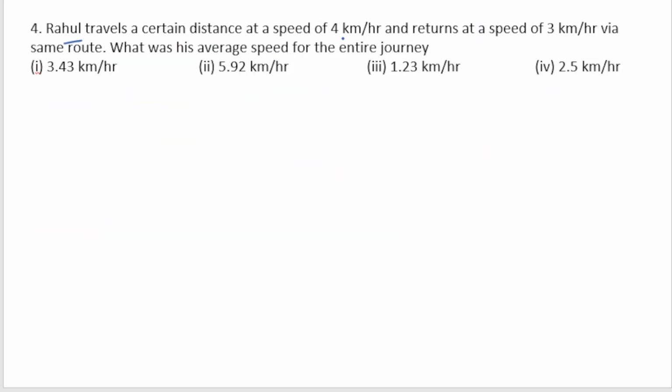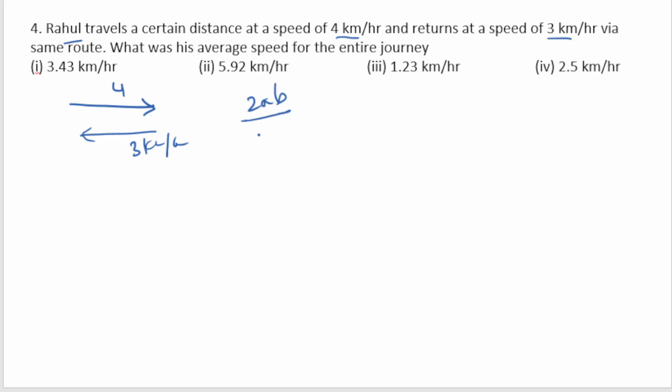Next question. Rahul travels a certain distance at a speed of 4 km per hour and returns at a speed of 3 km per hour via the same route. What was his average speed for the entire journey? See here he travels the same distance with different speeds. In the first one he travels with 4 km per hour and in the second one he travels with 3 km per hour. If the distance is same, we can apply the formula here.